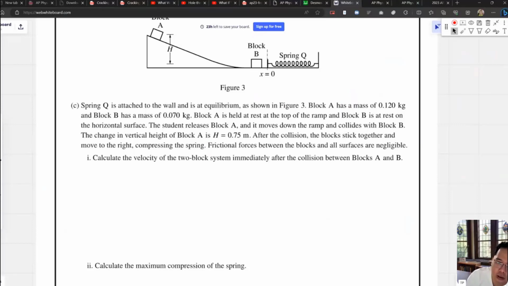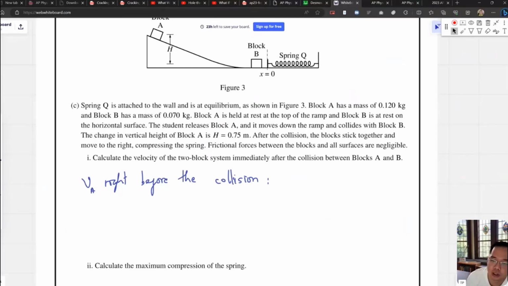So, but we need to find the velocity of A right before colliding with B. VA, right before the collision. And to find that, we need to use the conservation of energy.